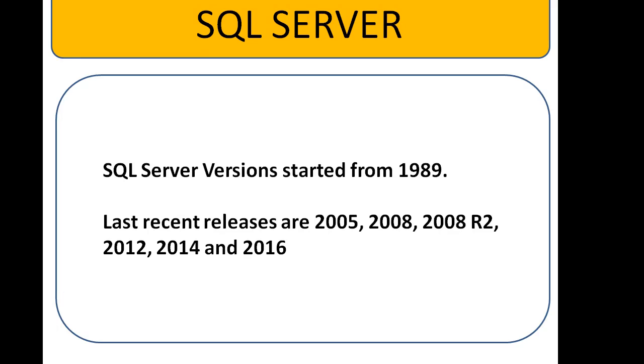There are some feature differences between these. The enterprise edition is the complete full feature edition and the express edition has some features and is completely free. There is a limitation of 10 GB of data. The developer edition is a single user license, and the enterprise evaluation edition is a trial period, so it will expire in 6 months. So there are a lot of editions and a lot of versions released up to this date.